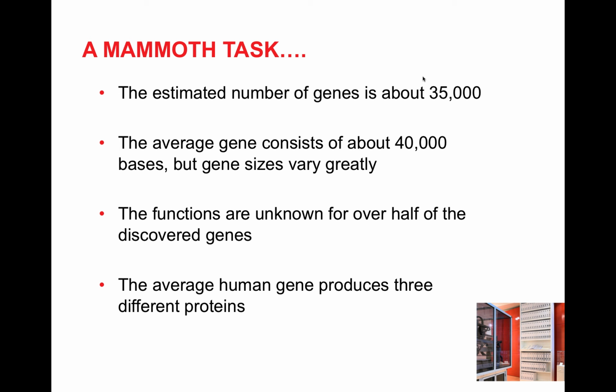So this is a mammoth task, and this little graphic shows you everything printed on a shelf here, about 35,000 genes in the human body. And of these, there are 40,000 bases. The gene varies in size, as you know. And at this stage, the functions are still unknown for over half of the discovered genes. So we're now at the stage of trying to figure out the function of the genetic code. The average human gene produces 3 different proteins, so the complexity is immense.